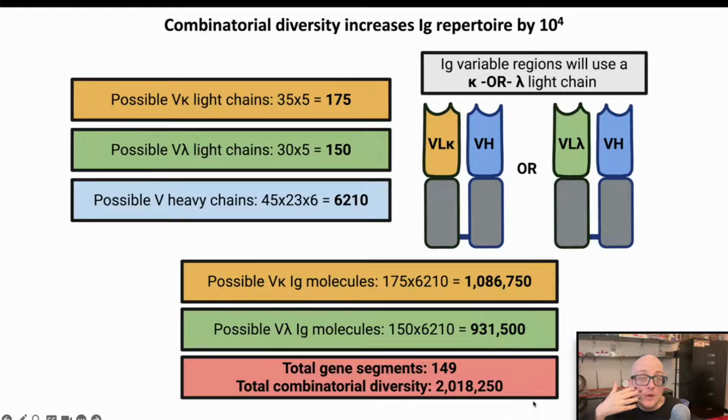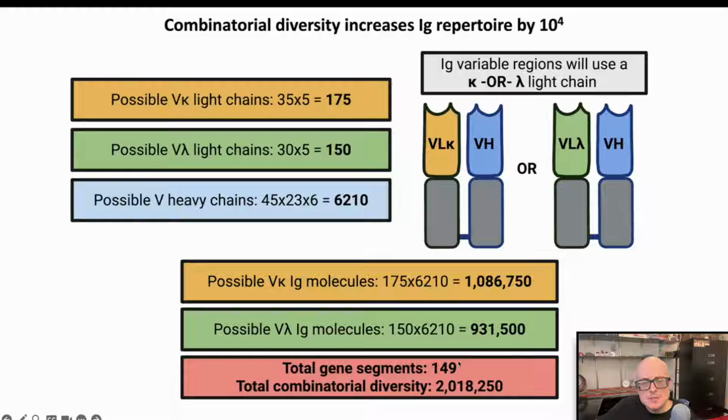Again, this number is already higher than the number of genes in the human genome. So you can see that we added quite a bit of possible diversity without taking very much space in the genome. So you can see the power here of combinatorial diversity to increase our repertoire without taking up too much space in the genome.